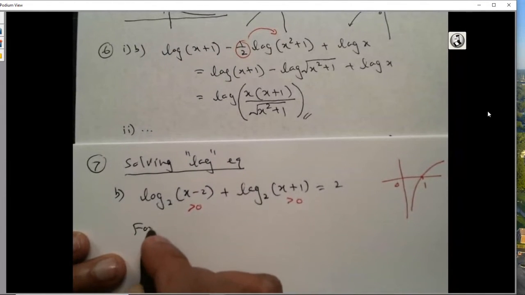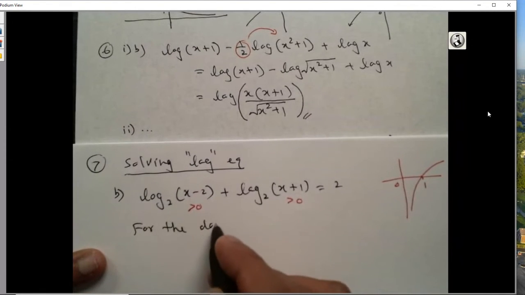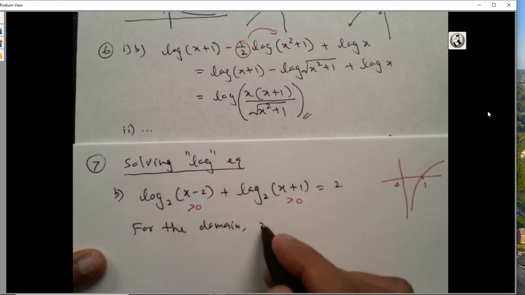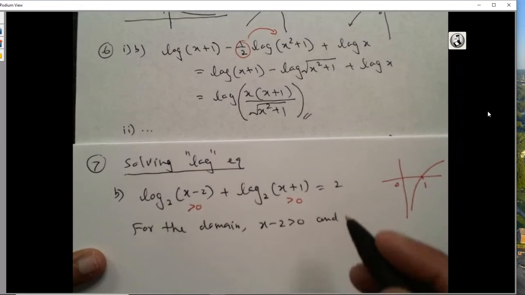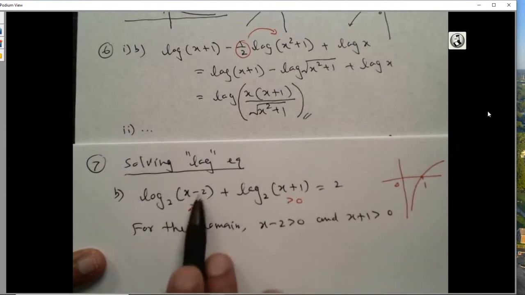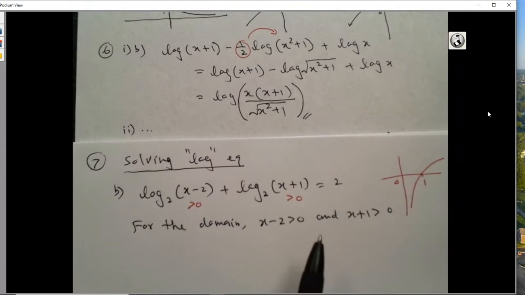So we can find the domain first. For the domain, x minus 2 has to be positive, and it's an "and," not an "or," and x plus 1 has to be positive, because the log is only defined for that. This says that x is greater than 2, and this says that x is greater than negative 1.